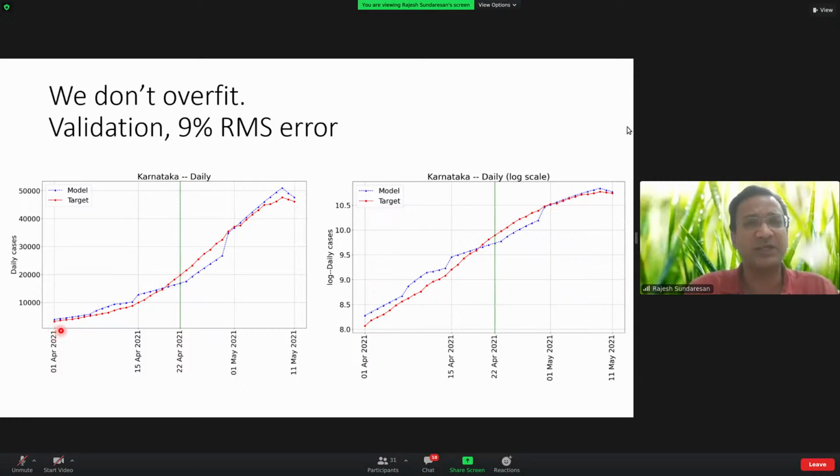And for this, we did a validation where we fit the data between the 1st of April and 22nd of April, and then looked at what kind of error we got projecting forward until 11th May. That gave us about 9% RMS, root mean square error. So this is something to keep in mind. And then for the subsequent simulations, we let our parameters be trained on data all the way from 1st of April to the 1st of May, and then we let it run forward.